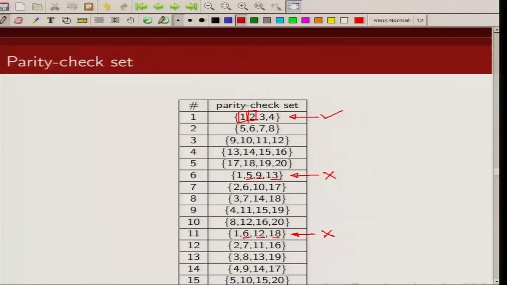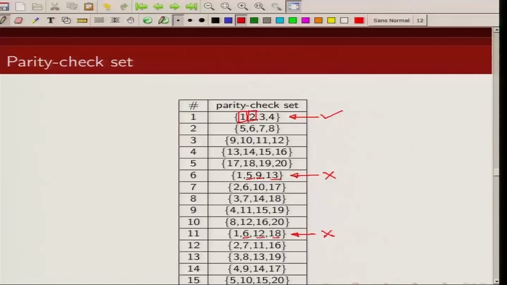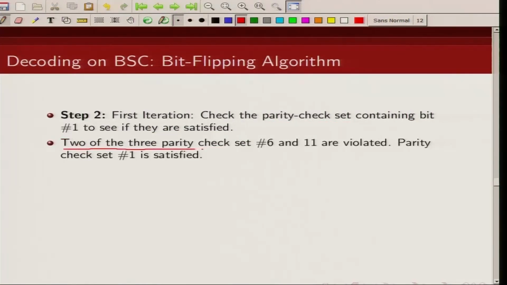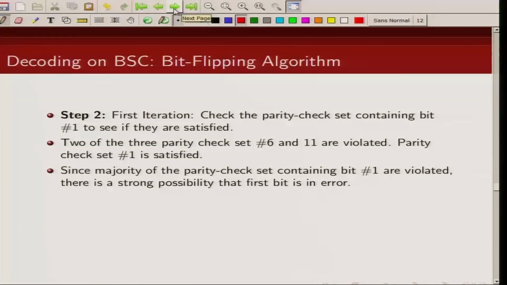So, what we have seen here in the case of double error is that 2 of the parity check sets involving 1 are not satisfied, whereas 1 is satisfied. Now, what does that tell us? Since the majority of them are not satisfied, it is likely that bit 1 was in error. So, we are going to flip it and try to do the same thing again.